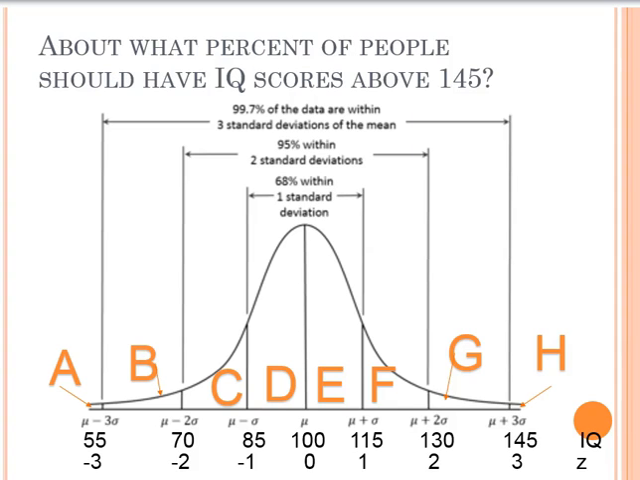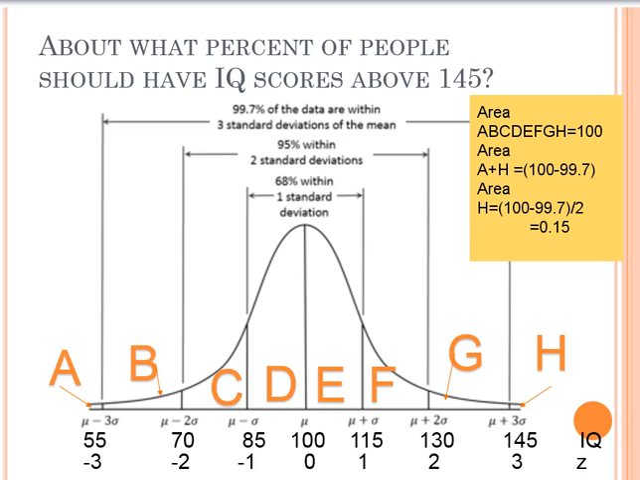Okay, I'm going to do 2 more problems really quickly so you guys can really see how this principle of symmetry works to find tails. So here we want to know what percent of people should have an IQ above 145. So this is in this upper tail, and this is just capturing that area H that goes from 3 to positive infinity. So again, let's start with the area underneath the whole curve. So the area underneath the whole curve is 100% of the people.